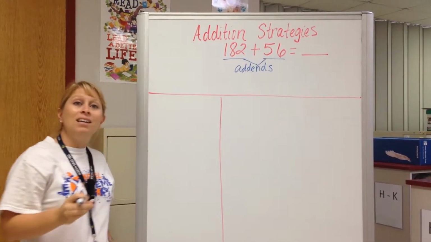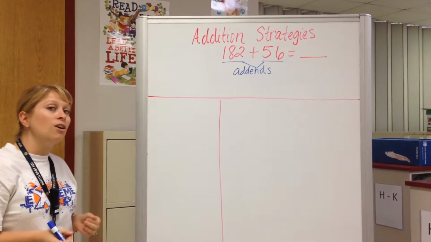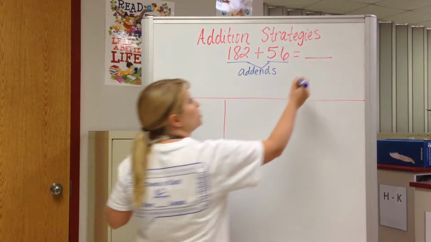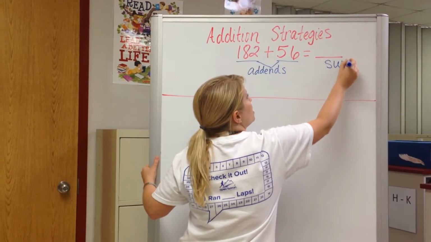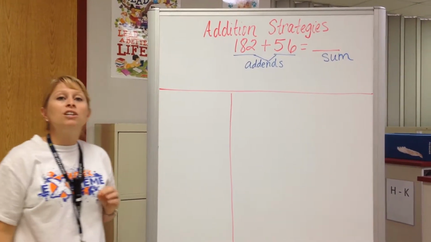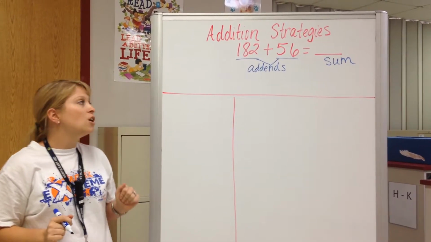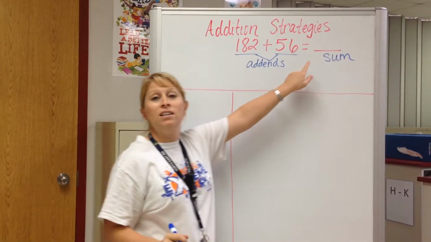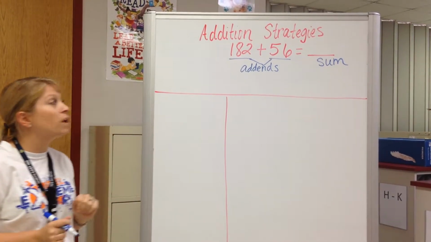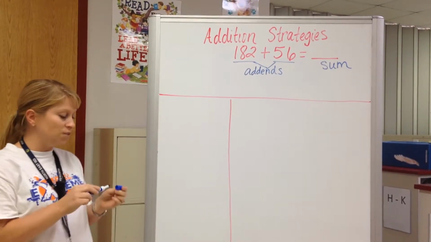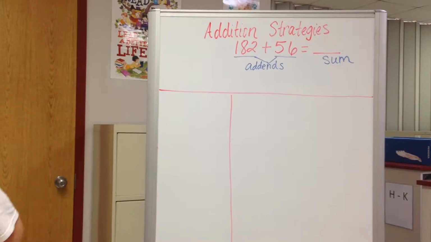And when you're adding, the answer to an addition problem is called a, I hope you're telling yourself, it's a sum. So today we're going to look at different addition strategies using two add-ins and finding our sum. This is our equation, 182 plus 56. The first one, I'm going to switch colors here.